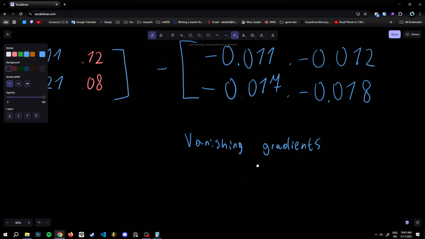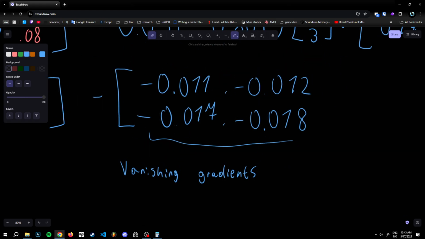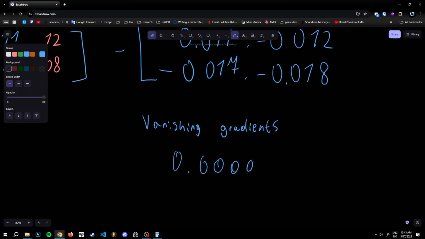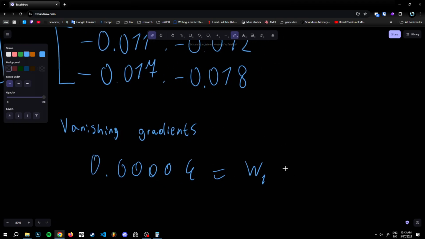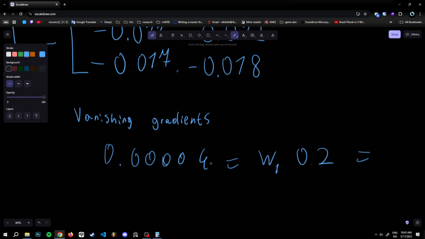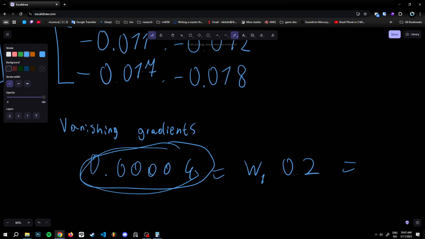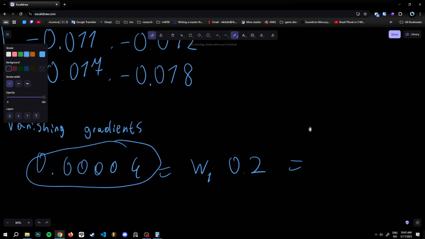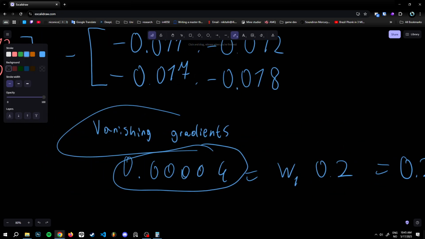So vanishing gradients is really a simple concept. It basically means that our values can be so small that the change we're updating our weights with has no effect. Let's say weight 1 was 0.01 or 0.2, and the new weight, after applying our gradient, is still going to be 0.2. So even after updating, the weight will still be the same, which is the vanishing gradient problem.